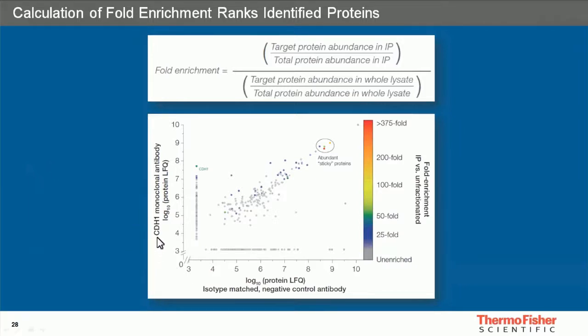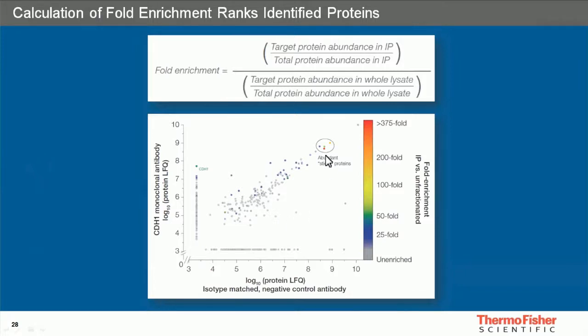So in this example, what you're seeing is antibody against CDH1 plotted against an isotype-matched negative control antibody using a scatter plot. On the x-axis, these are all the proteins that were only seen in the negative control antibody, and on the y-axis, all the proteins that are only seen in an IP using the CDH1 monoclonal antibody. And here you are seeing all the common proteins between the negative control as well as your target IP.